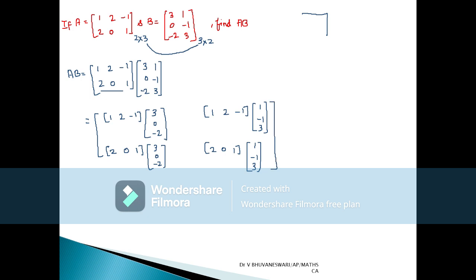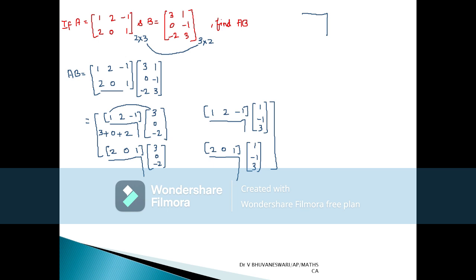Now we need to do term by term multiplication for the values here. Okay. So 1 needs to be multiplied with 3, so we have 3 here. Put a plus sign. 2 needs to be multiplied with 0, so 2 into 0 is 0. Put a plus sign. Minus 1 needs to be multiplied with minus 2. So minus into minus is plus, 1 into 2 is 2 here.